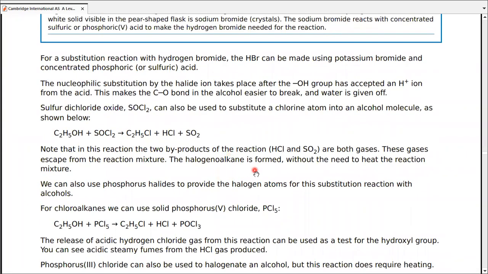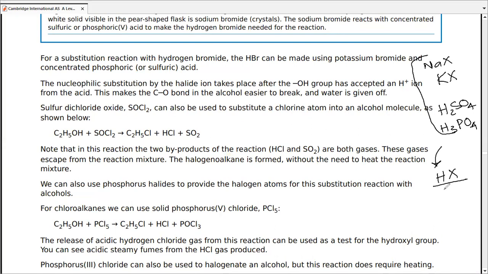For your questions in past papers, what we tend to say is that you can use any of the sodium halides. You can use NaX, which means NaCl, NaBr, any of those, or KX, which means potassium chloride or potassium bromide, and both the acids H2SO4 or H3PO4 can be used for the production of the hydrogen halide. These are going to react and give you the HX that you require as a reactant for the reaction. All right?